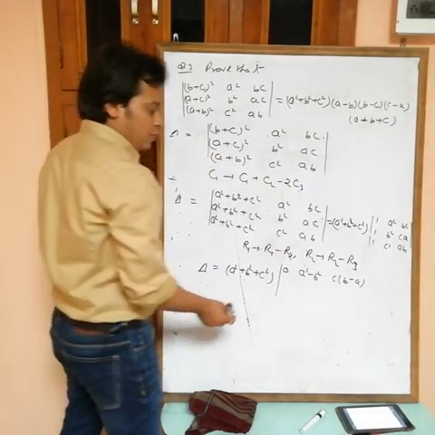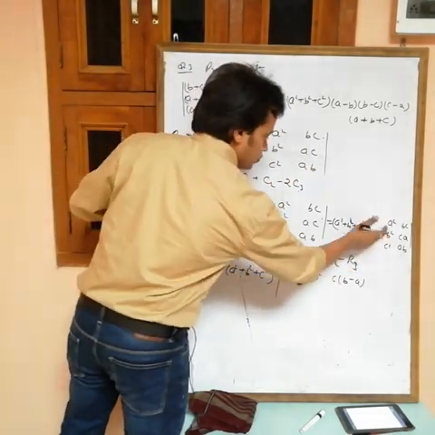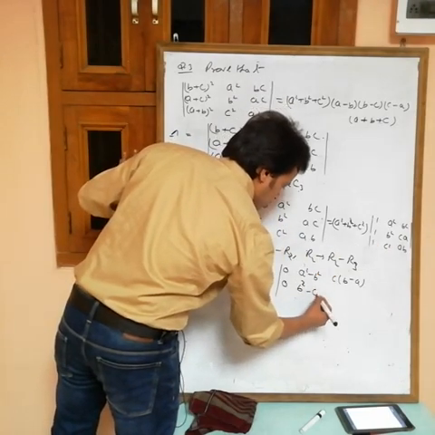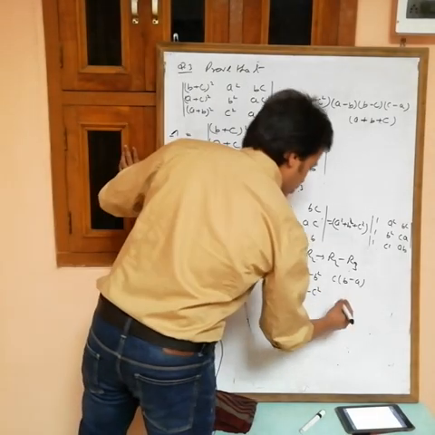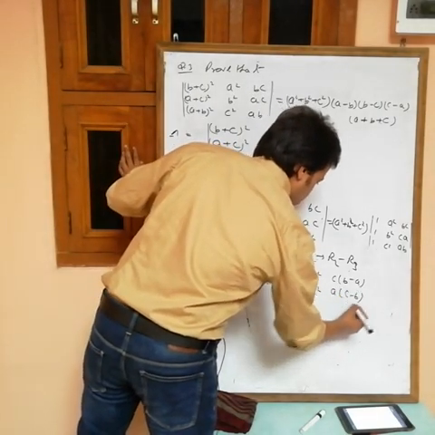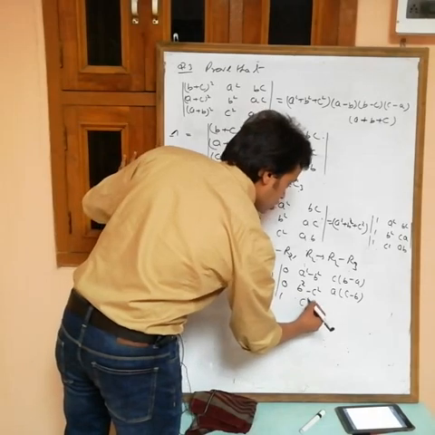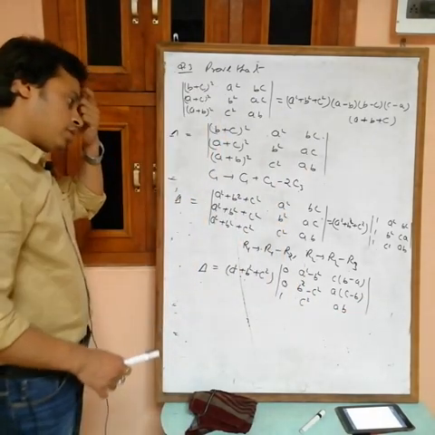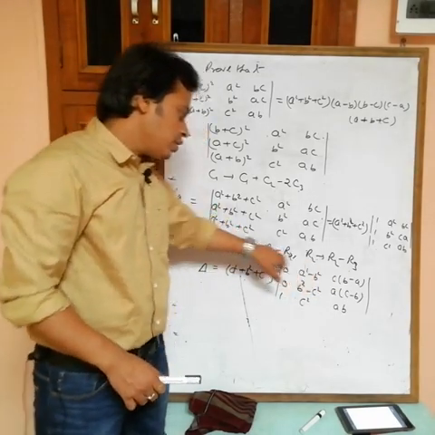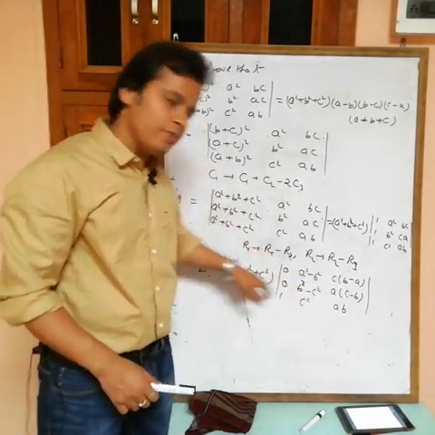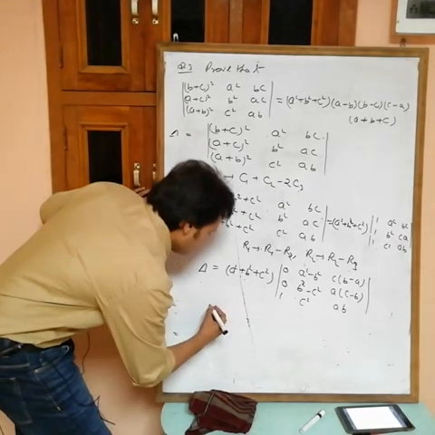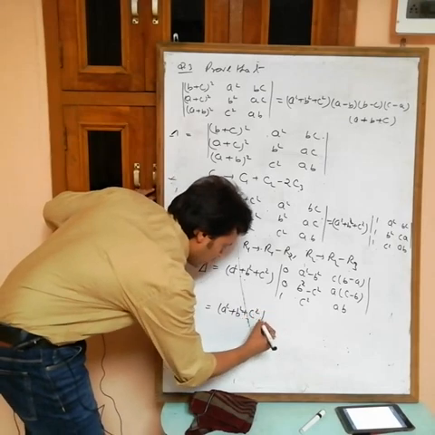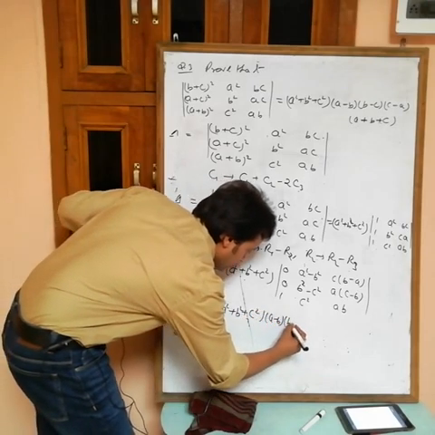Okay. Now R2 goes to R2 minus R3, 0. b square minus c square. And in this one take common a, then c minus b. Okay, 1, c square, ab. Now from this one I can take common a minus b, from this one I can take common b minus c. So take common a square plus b square plus c square into a minus b into b minus c.